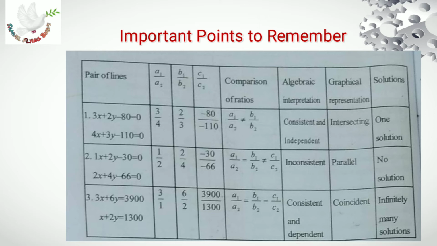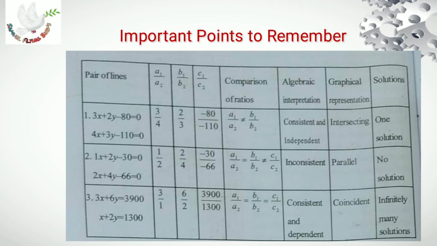Comparing all the ratios, we observe that a1 by a2 is not equal to b1 by b2. The algebraic interpretation is that the pair of equations is consistent and independent. So in a graphical representation, we can observe that it is a pair of intersecting lines. There is only one solution, at the point of intersection, as we observed in the previous problem.